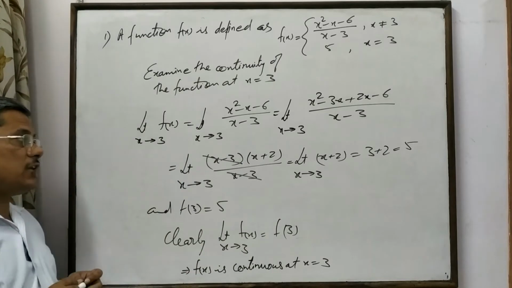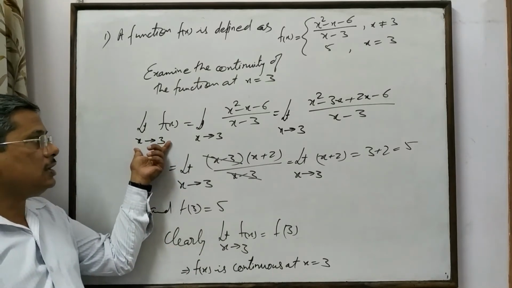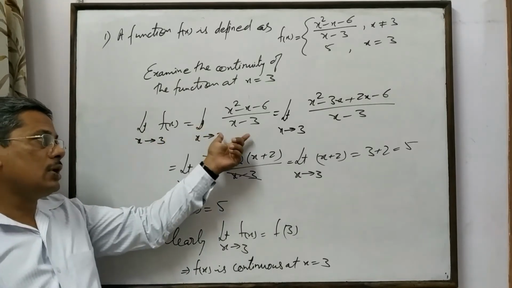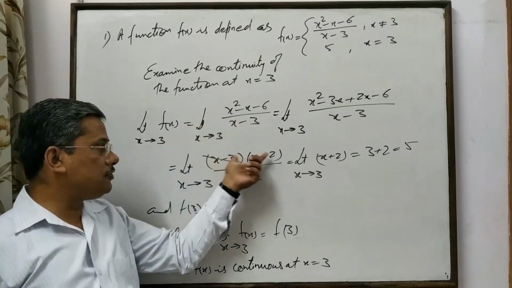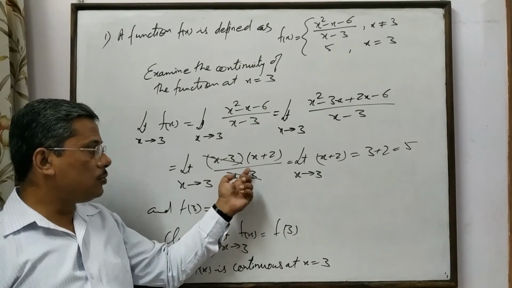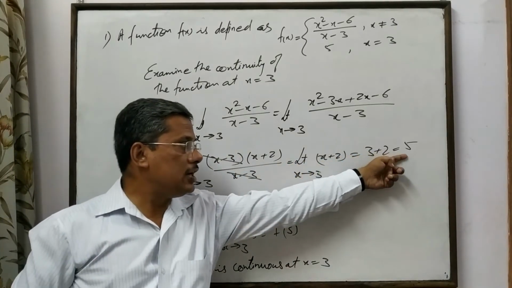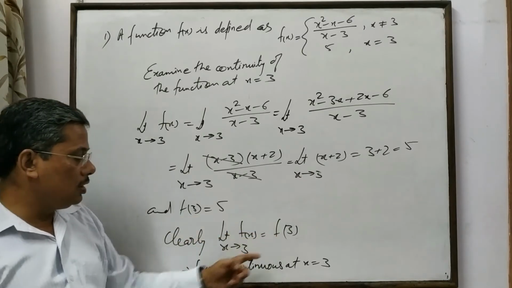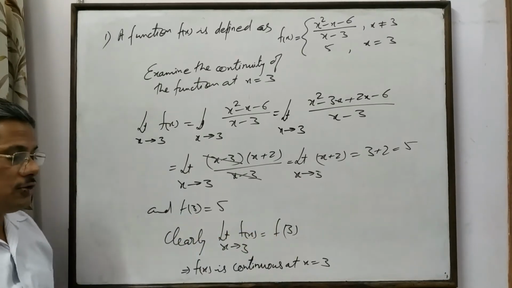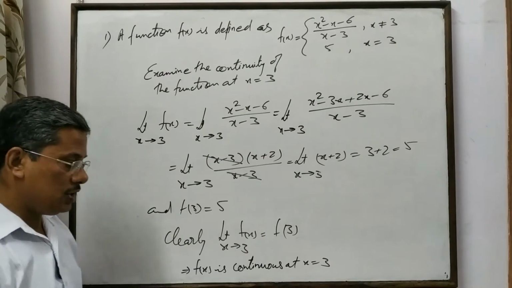So see, it's very easy. First of all we find the limit at x is equal to 3. For finding the limit, since it is a polynomial function, we make the factors, cancel the common factor, put the value of x, find the limit, then find the value of function at x is equal to 3. Both are equal, therefore function is continuous at x is equal to 3. Clear?